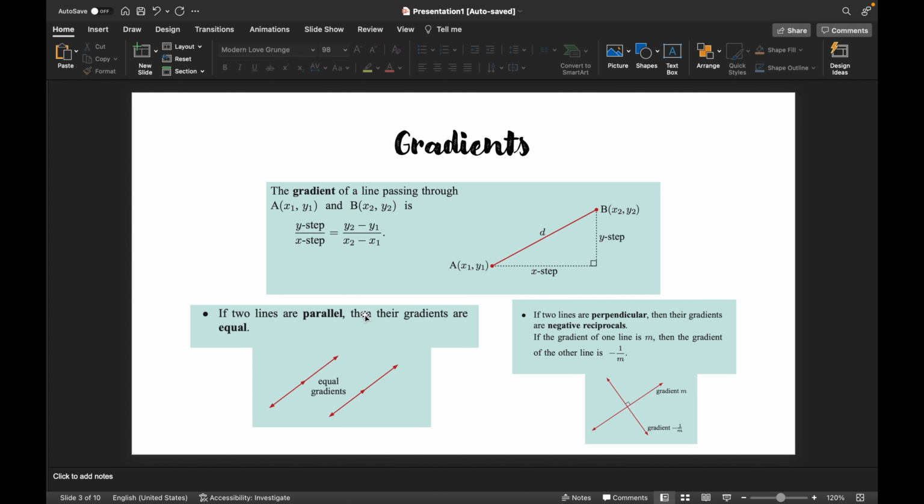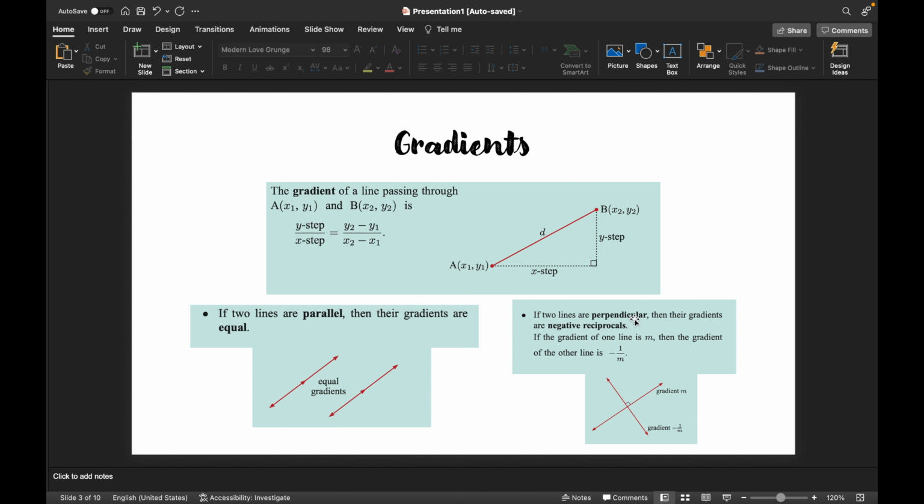Let's look at a few more things. Make sure you know that if two lines are parallel, then their gradients must be equal. So if these two lines are parallel, then the gradients must be equal, meaning the change in y by change in x throughout the whole line will be the same for both. So that's pretty simple. Now let's move on to the second point.